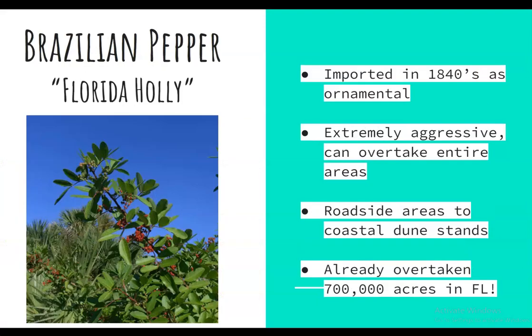The Brazilian pepper tree, also known locally as Christmas berry or Florida holly, was initially brought here in the 1840s as an ornamental plant. This is one of the worst examples of an ornamental plant going wild, as it is an extremely aggressive plant and can take over entire spots in many different areas, from roadside ditches to coastal dunes. This one species has already overtaken more than 700,000 acres of land in Florida alone.